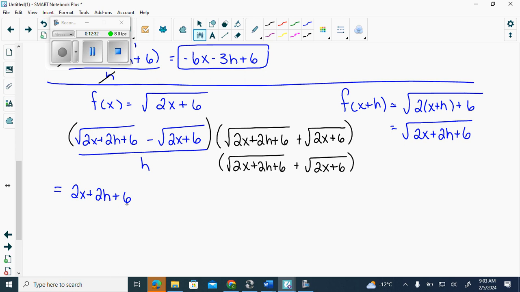Now, negative root 2x plus 6 times root 2x plus 6, I get minus (2x plus 6). So what do I have to remember to do? Minus 2x minus 6. There's the error that's going to happen. Okay? It's forgetting to distribute the minus sign through both of them.